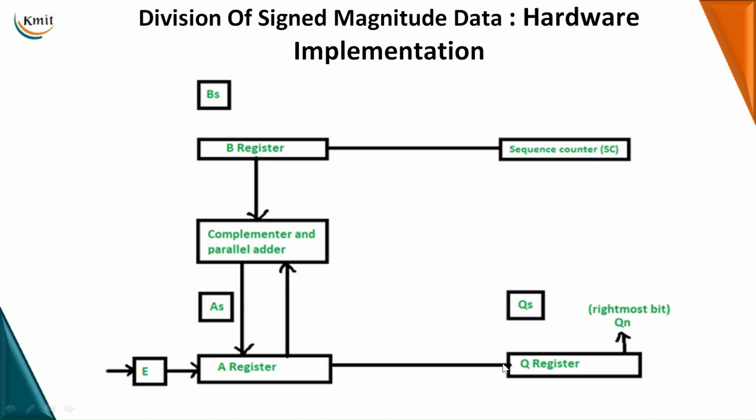So when it comes to hardware, you have a B register which holds your divisor, A and Q which store your dividend, and sign bits hold the signs of the dividend and divisor.